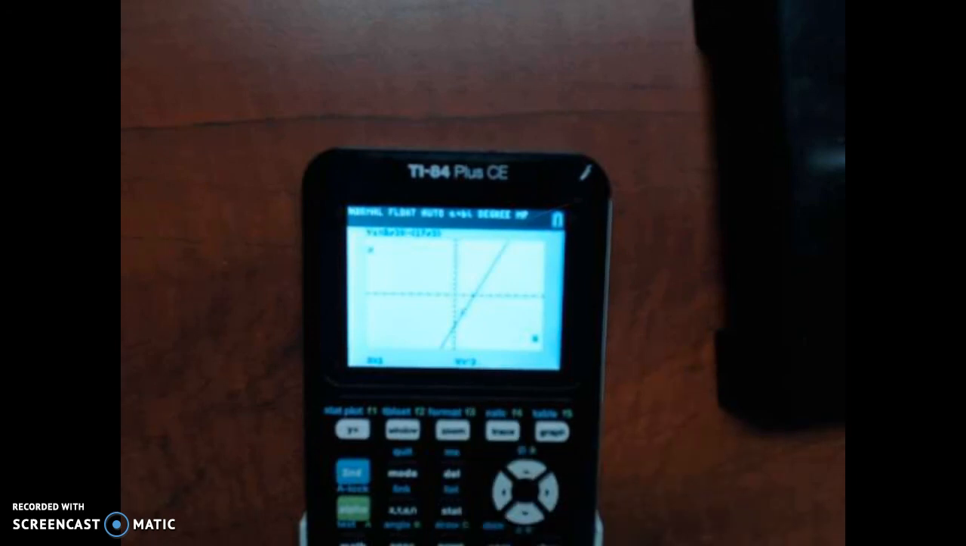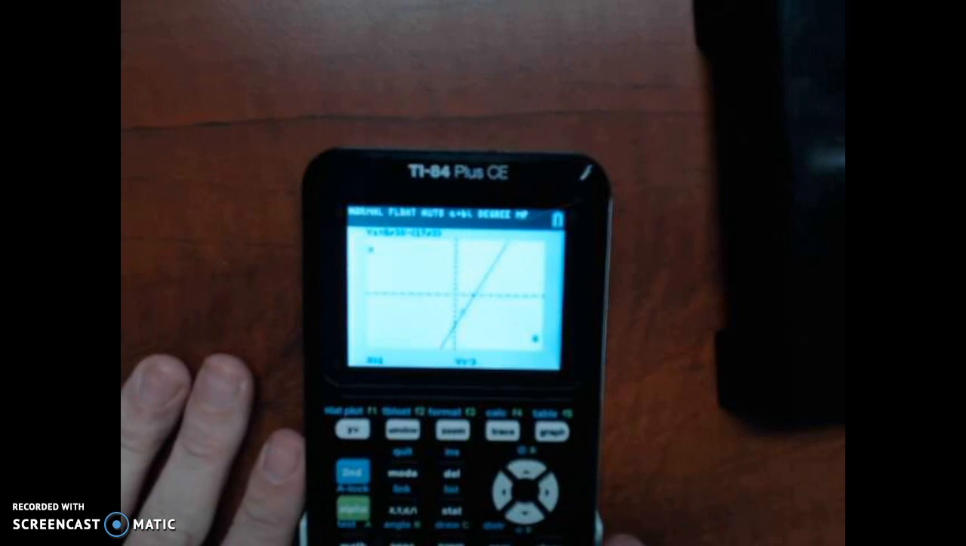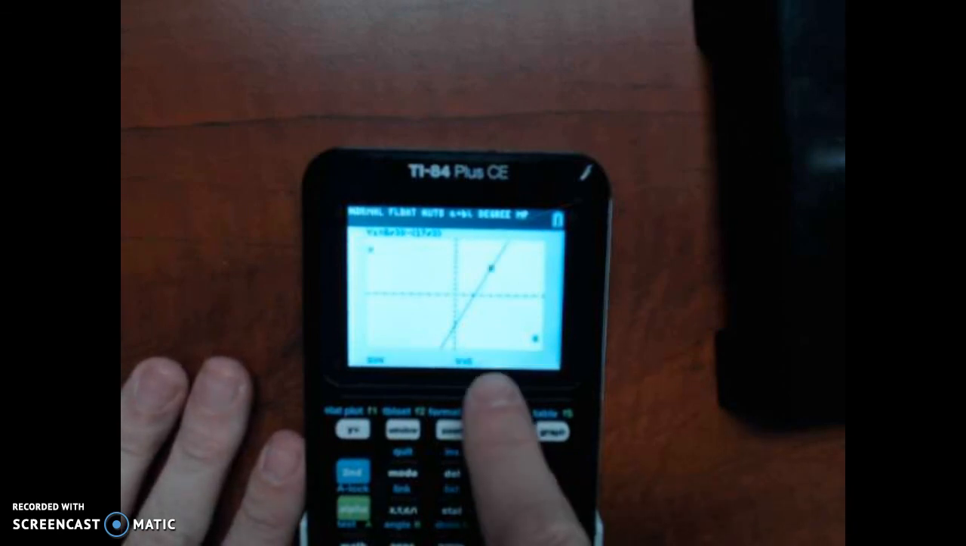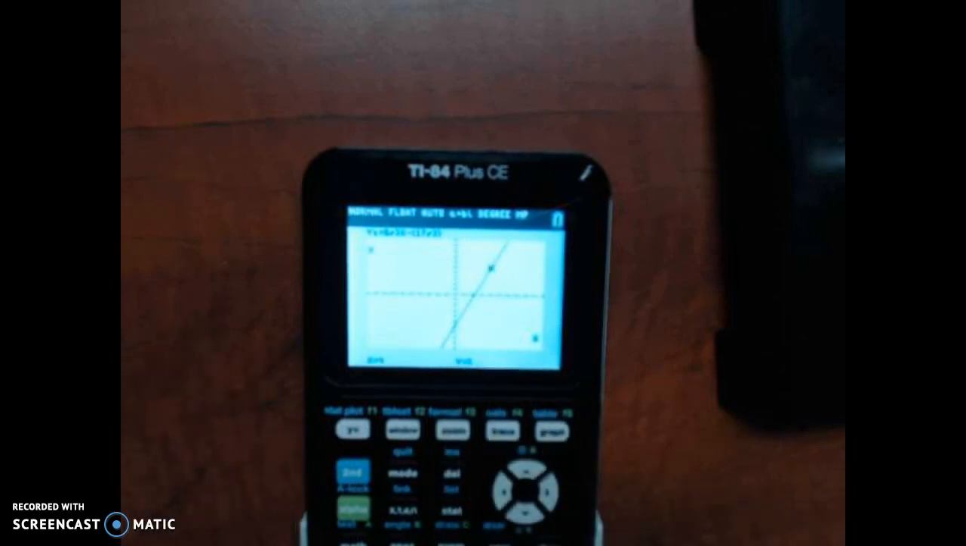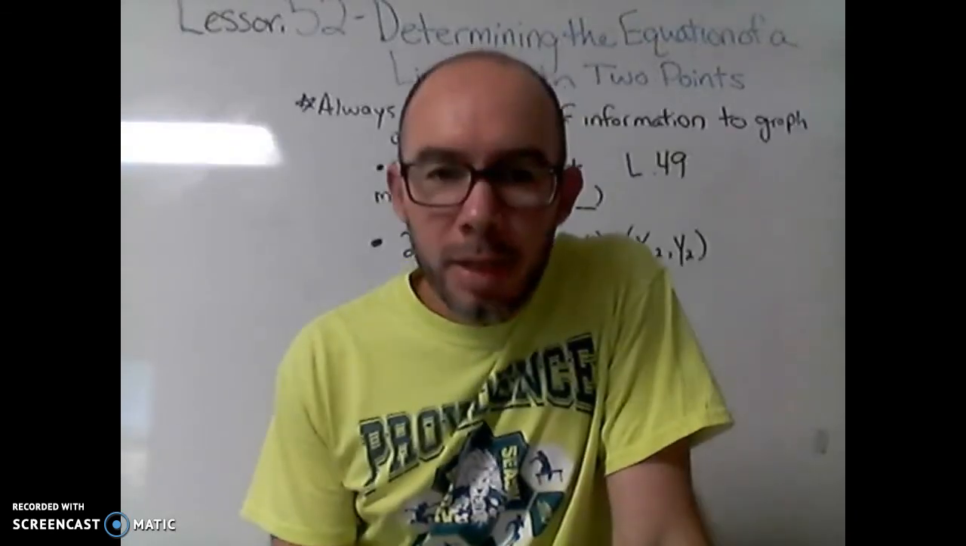And then my other point was at 4, 5. So I'm going to type in what if x is 4 and hit enter, and it tells me that's where y equals 5. So we've confirmed that one, verified it, made sure that the two things jive, the information we were given and the graph that we made. That's it for that one.